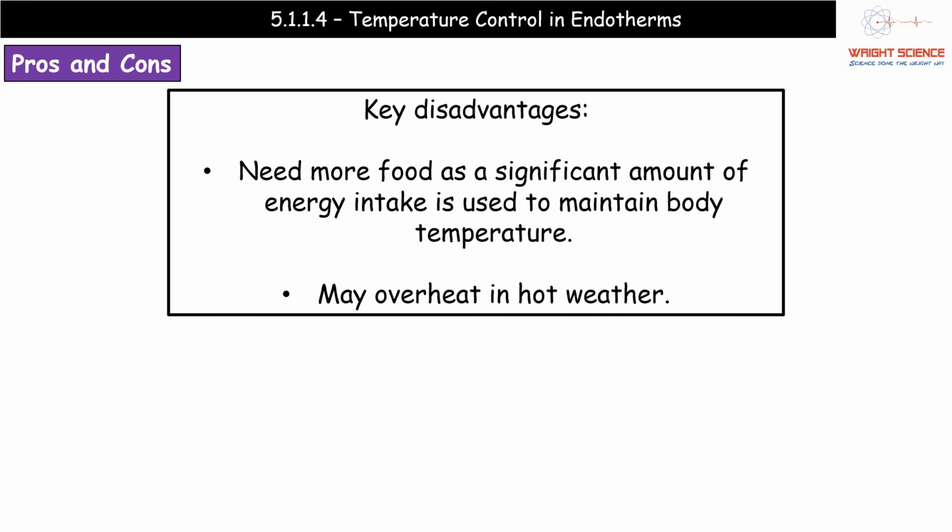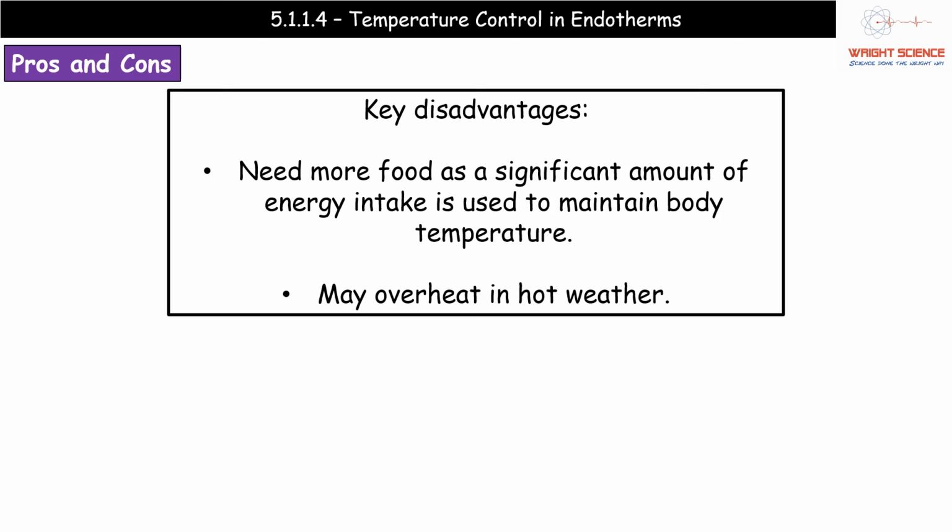There are some disadvantages though to being an endotherm. First one, hopefully quite obvious. If we've got all of these different things happening inside the body to control that body temperature, we're going to need more food, because a lot of that energy that we're taking in from the food is going to be used in those processes to maintain our body temperature.